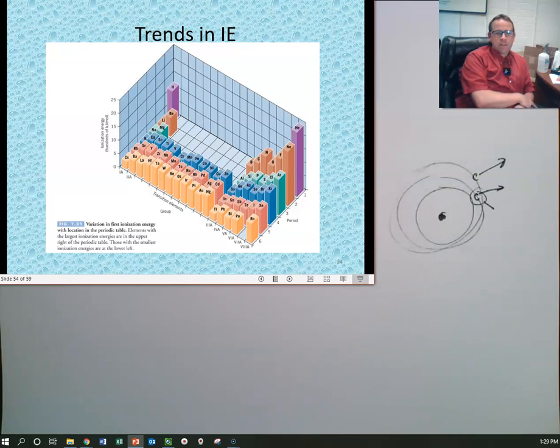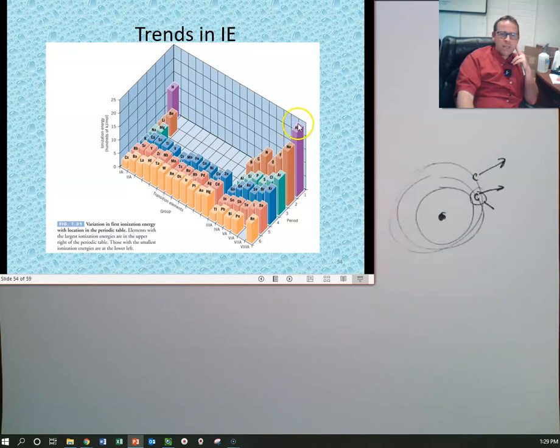If we look at a periodic table and see the amount of energy required to remove an electron from an atom, it looks like it's bouncing all over the place. But in general, as you move to the right, the energy increases, and as you move up, the energy increases. So let's look at this trend. Radon to helium.